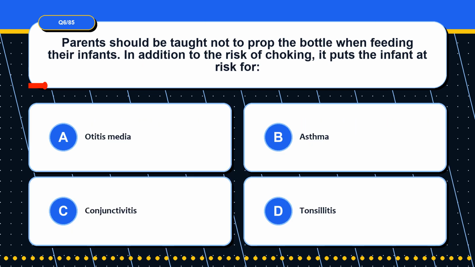Question 6. Parents should be taught not to prop the bottle when feeding their infants. In addition to the risk of choking, it puts the infant at risk for. Here are the options. Option A. Otitis media. Option B. Asthma. Option C. Conjunctivitis. Option D. Tonsillitis.